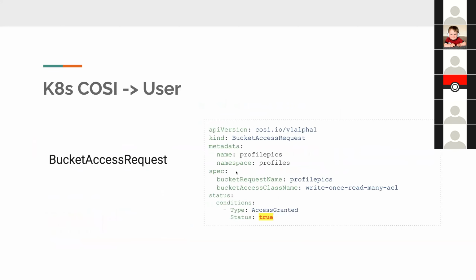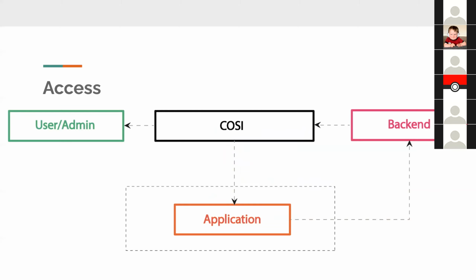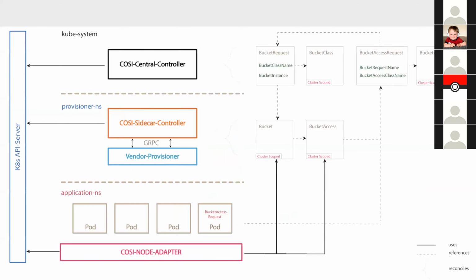Yeah, that's about it. And then we update the status in the bucket access request to true. We'll change this to a Boolean status, access granted, set to true instead of conditions. Then it's given to the application somehow. We talked about that just now. And I want to go into how the objects work with each other.